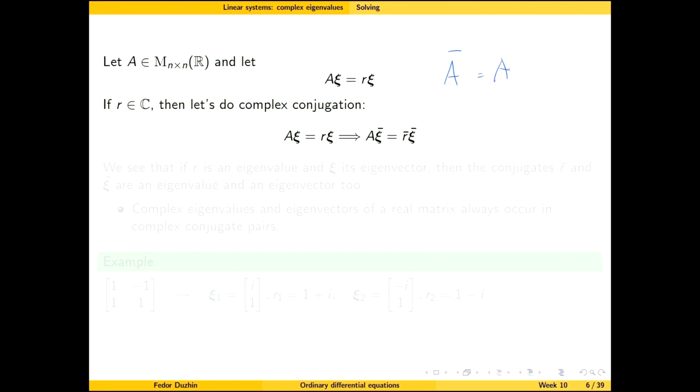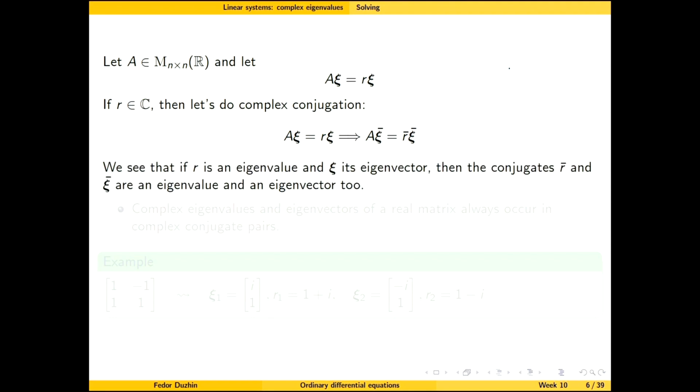So when we apply conjugation, it changes xi and changes r, but does not change A. So what we see is that eigenvalues and eigenvectors occur as pairs. If we have a complex eigenvalue and a complex eigenvector, then its conjugate is also a complex eigenvalue and complex eigenvector.